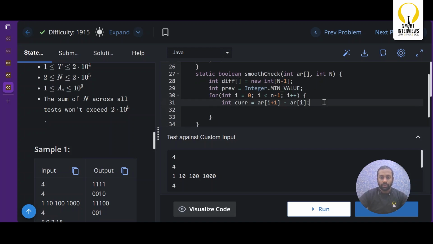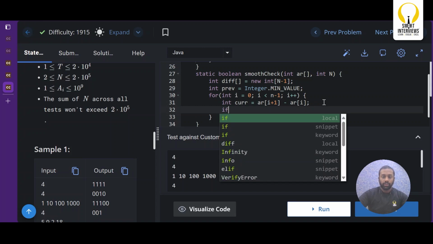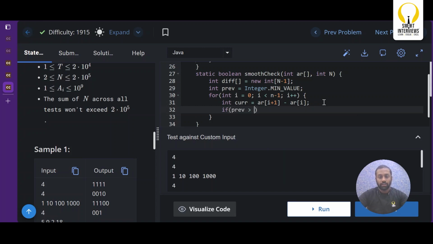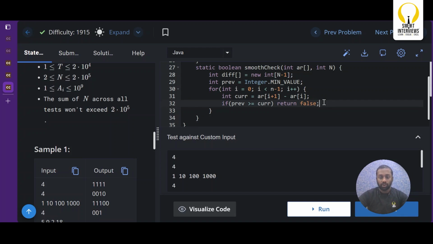So int current, I need to check if previous difference is less than current difference. If previous difference is greater than or equal to the current difference, then can this be increasing in nature? Previous is greater than or equal to current, it is going to be in decreasing nature, so I'll return false.